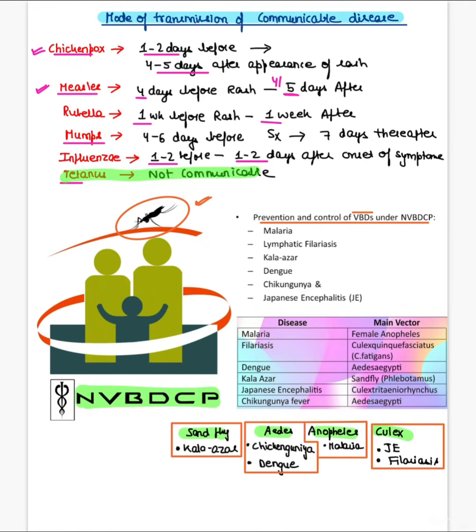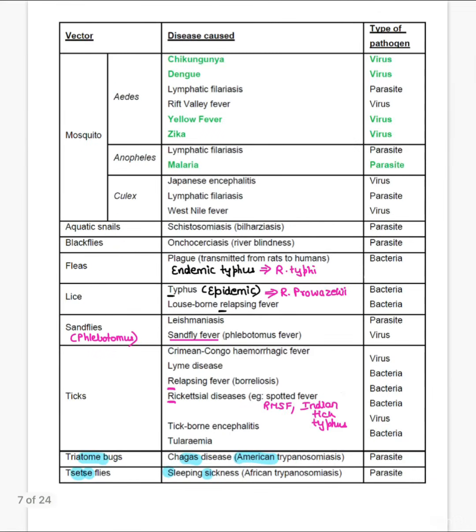This is again important, guys. Diseases like tetanus and rabies do not follow the iceberg phenomenon. This is again important. So this was about the mode of transmission.